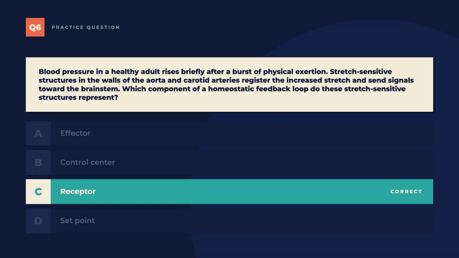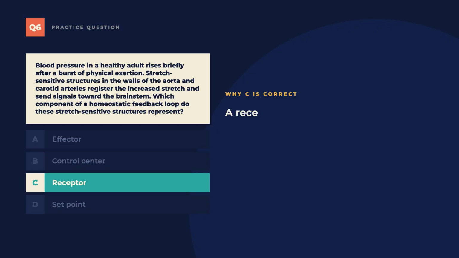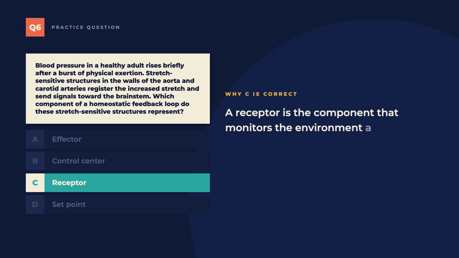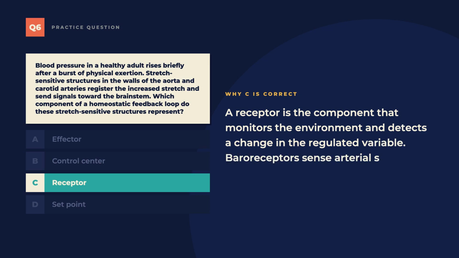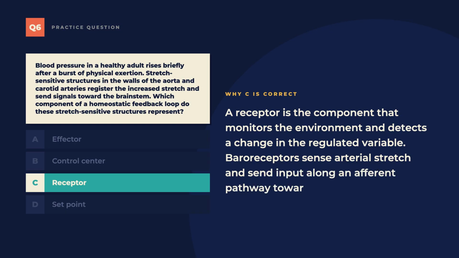The correct answer is C. Receptor. C is correct because a receptor is the component that monitors the environment and detects a change in the regulated variable. Baroreceptors sense arterial stretch and send input along an afferent pathway toward the control center.